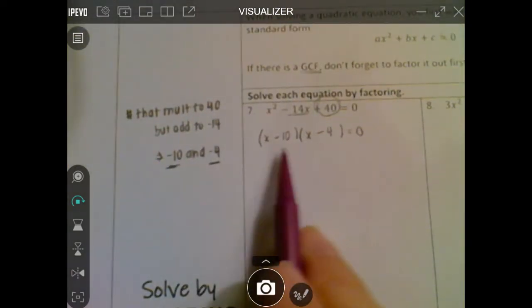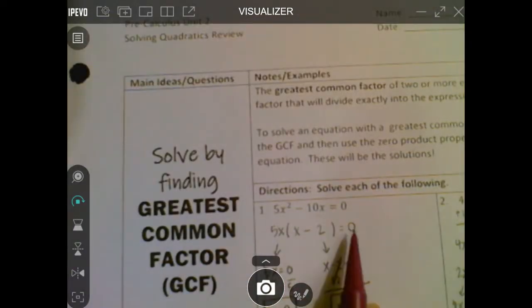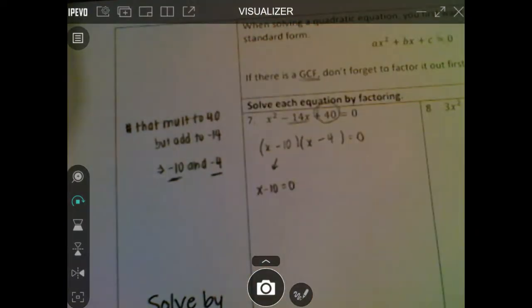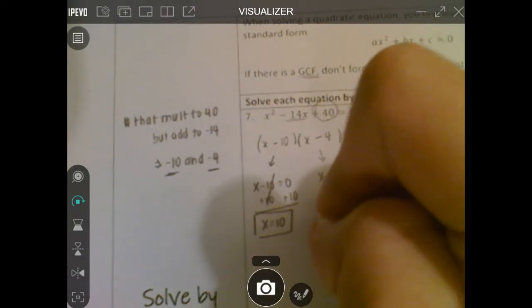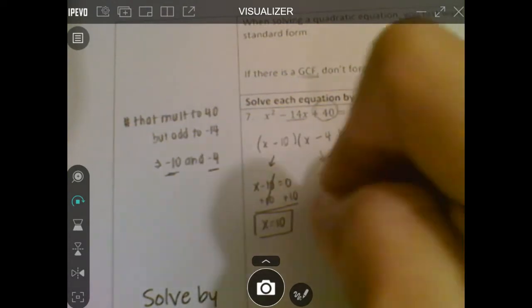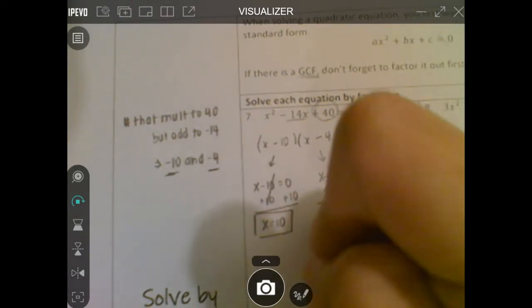And then from here, this is similar to what we did on the front side, where we said when we had the factors, we could split them up and set them each equal to 0. So I'm using my zero product property. I'm going to take x minus 10, set that one equal to 0, and then take x minus 4 and set that one equal to 0, and then solve each one of these. First one by adding 10. So I get x equals 10. Second one by adding 4. So I should get x equals 4.